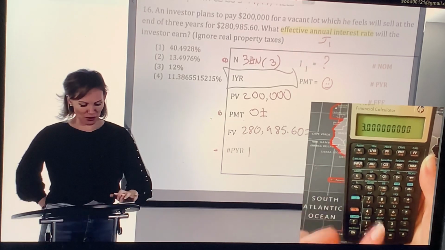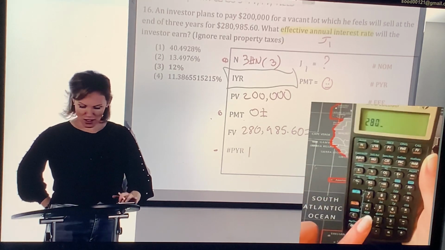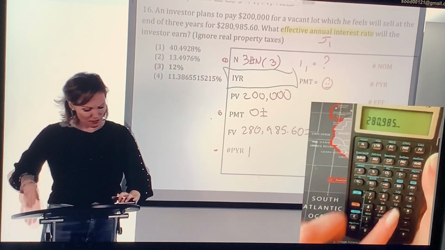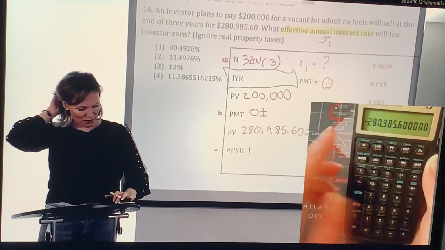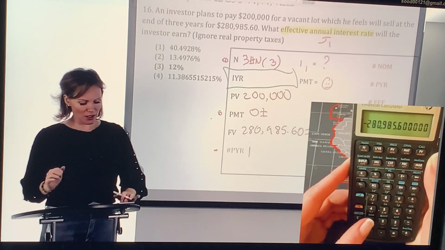And I'm going to continue. I'm going to put 200,000 PV. 0 plus minus PMT. 280,000.985.60 plus minus future value. Okay? PYR, make sure you plug it in. If you don't do this, nothing is going to work for you. Okay? And then what do you do now?